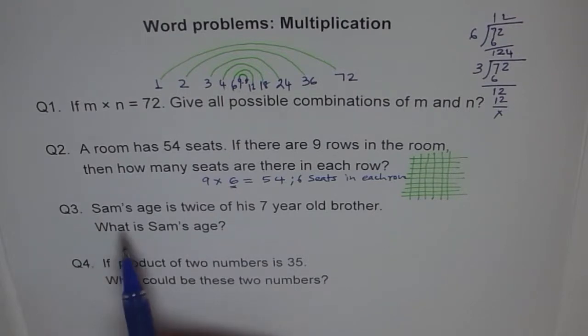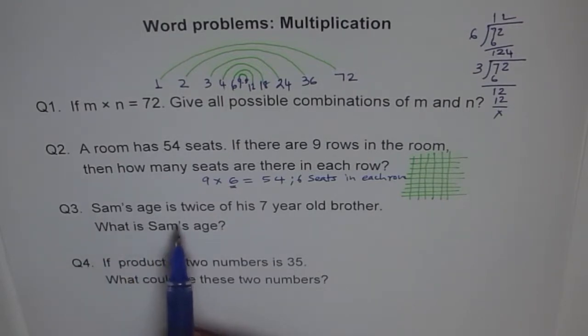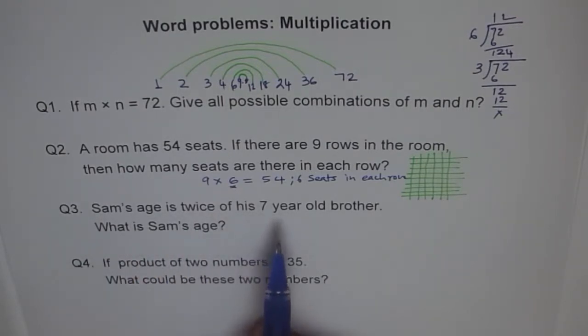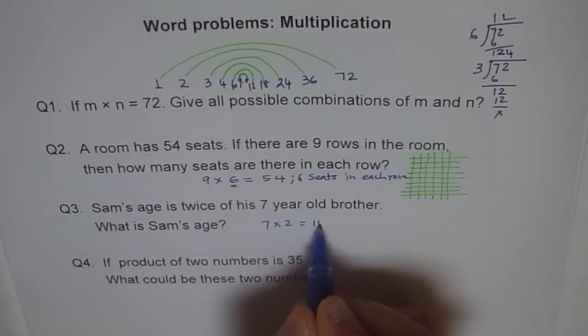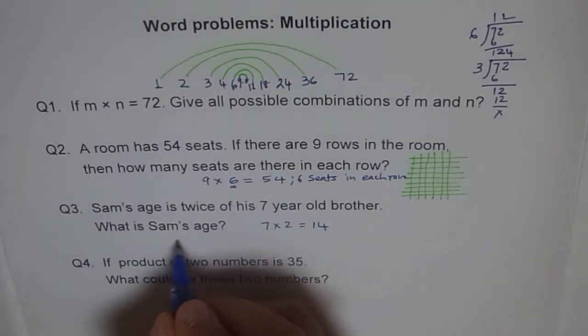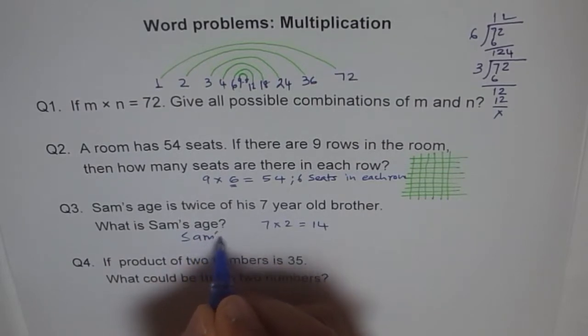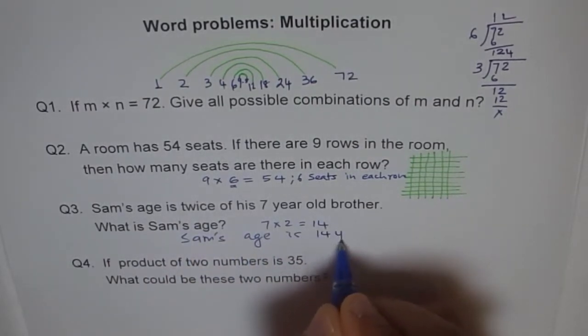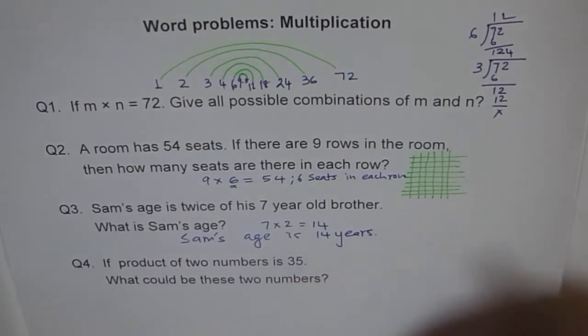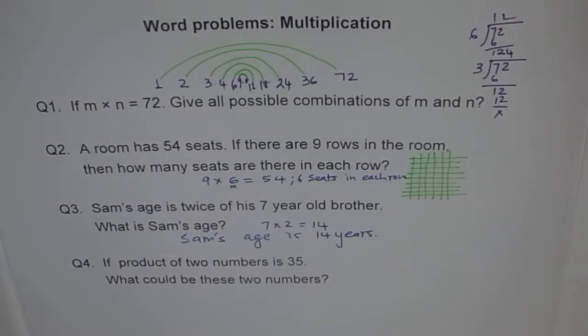For example, Sam's age is twice that of his 7-year-old brother. What is Sam's age? Twice 7 years. So we say 7 times 2, which is 14. Wow, Sam's age is good. You know it now. Sam's age is 14 years. Is it okay? Does it make sense? Simple multiplication or doubling this time.